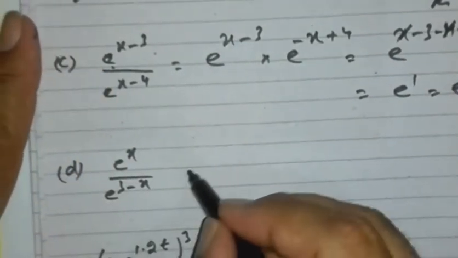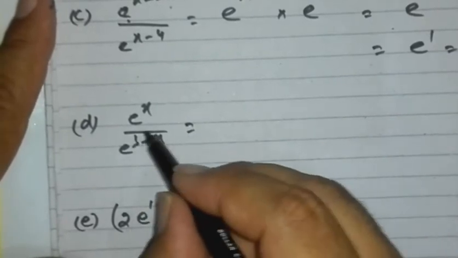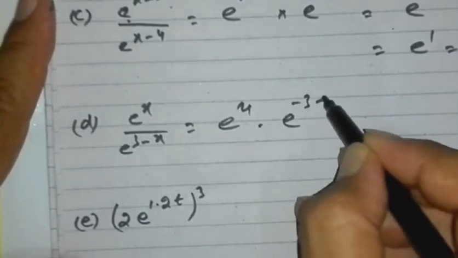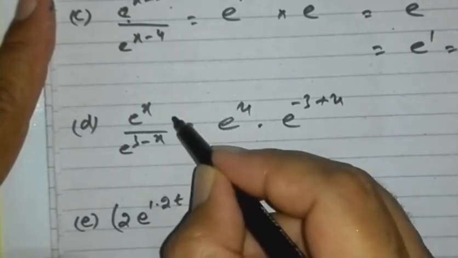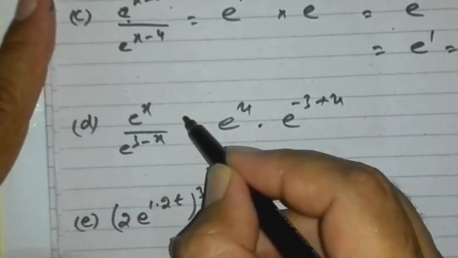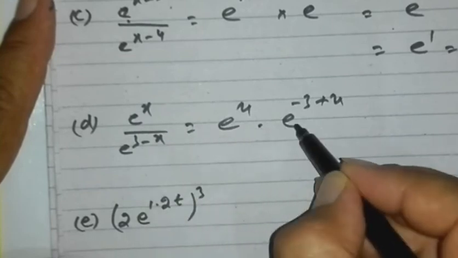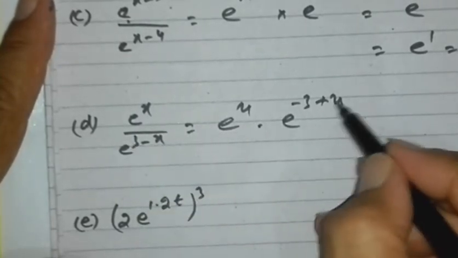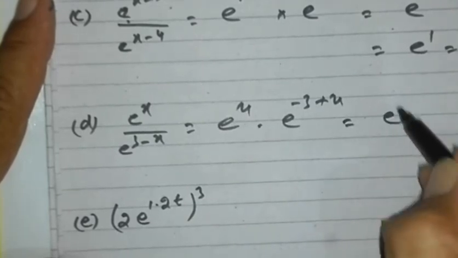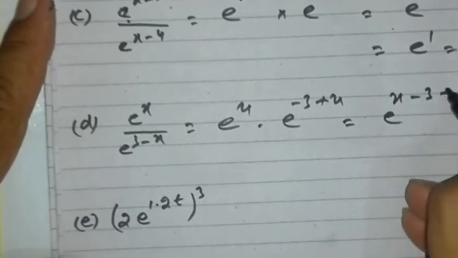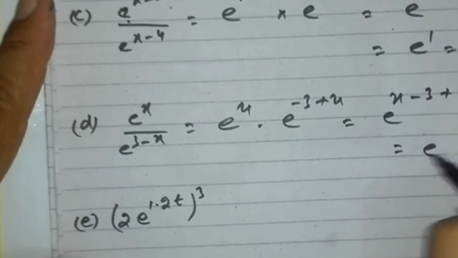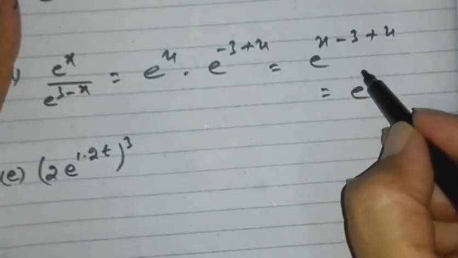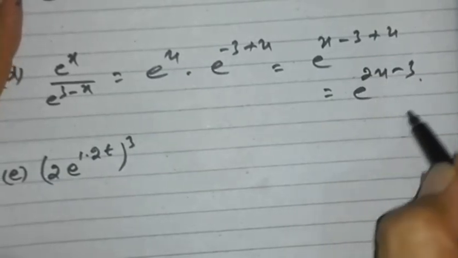Now look at part D, e power x, we can write it e power minus 3 plus x. When it comes from the denominator to the numerator, it will be written as a product and its exponent sign will be changed. So we get this. Now the bases are the same, add the exponents, x minus 3 plus x, so we get e power 2x minus 3 is the answer.